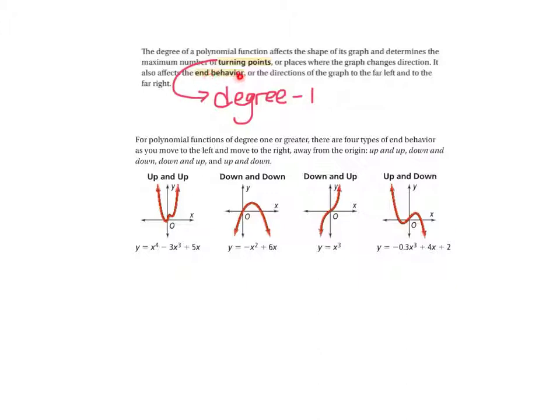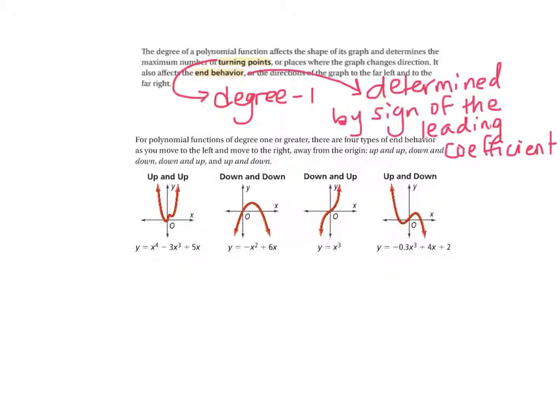End behavior has to do with the leading coefficient's sign. So if the leading coefficient is positive, for a function of even degree, you have up and up for your end behavior. So it'll be decreasing to start, and then at the end it'll be increasing. If your leading coefficient is negative, you have down and down for your end behavior. So we want to be looking at these leading coefficients. This one is a 1, this one is a negative 1.